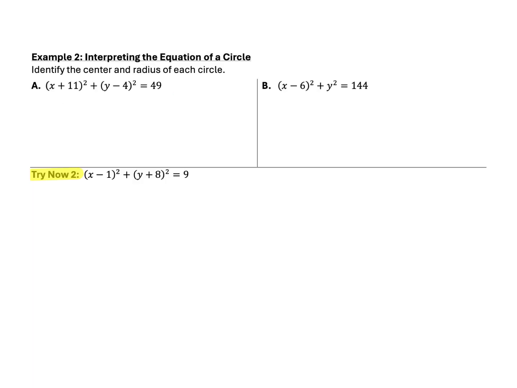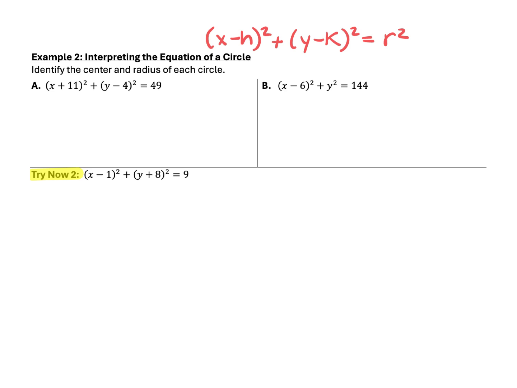Now let's try going the other direction. What if we have an equation for the circle and we want to figure out its center and radius? In order to do that, we need to identify h, k, and r. Remember that our general equation is (x minus h) squared plus (y minus k) squared equals r squared.